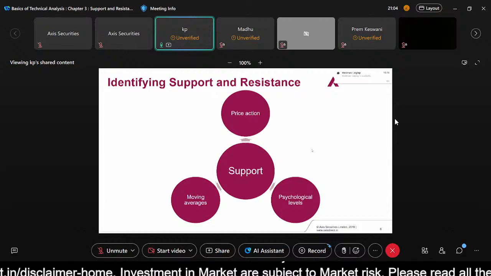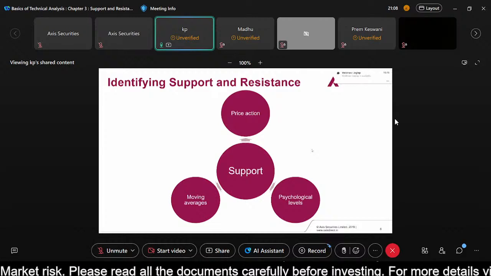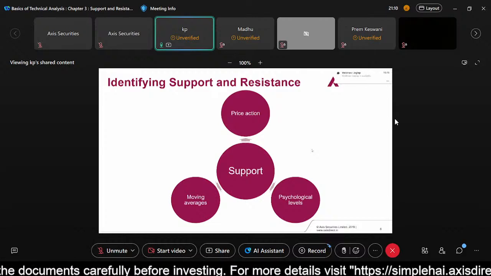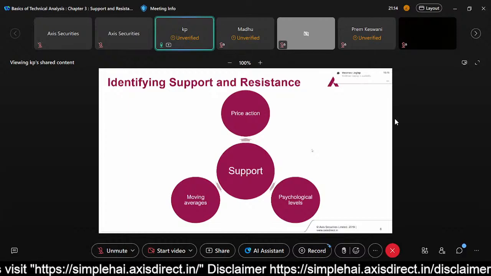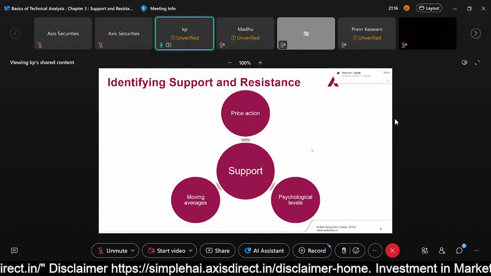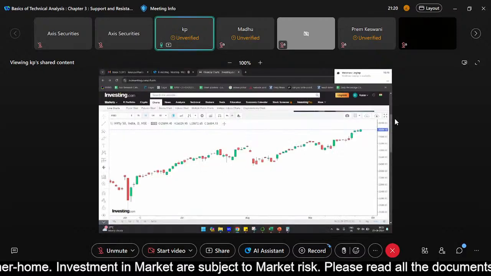So that is one of the levels where the 21 period moving average might act as a support. वहीं पर say for example if the price is already below the 21 period moving average, correct, so ये जब भी ऊपर जाएगा the 21 period moving average will act as a resistance. अभी I will show you with an example.